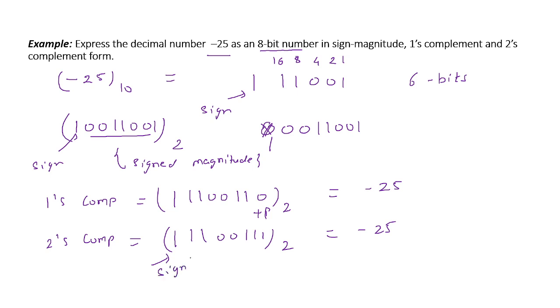I hope this is very clear to all of you. In this video, we discussed the positive and negative number in signed magnitude form, one's complement form and two's complement form. In the next video, we will see arithmetic operations on signed binary numbers with the help of one's complement and two's complement.